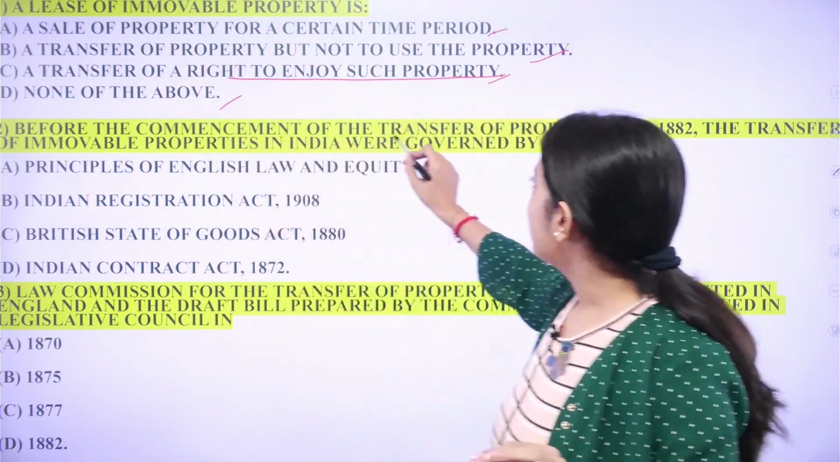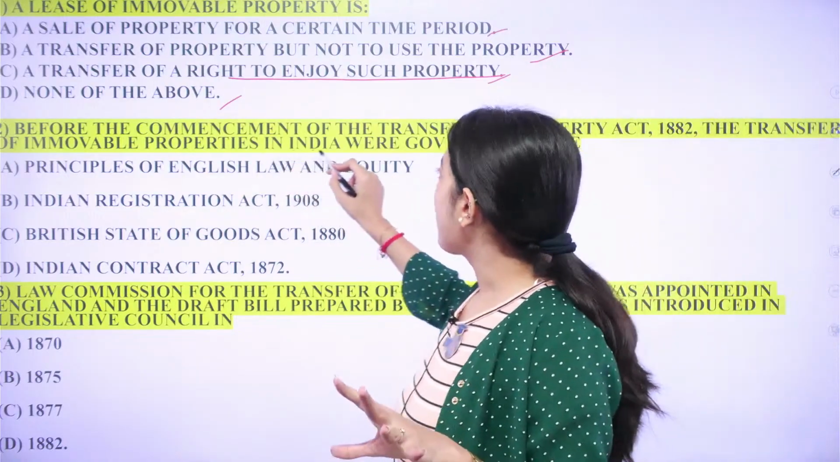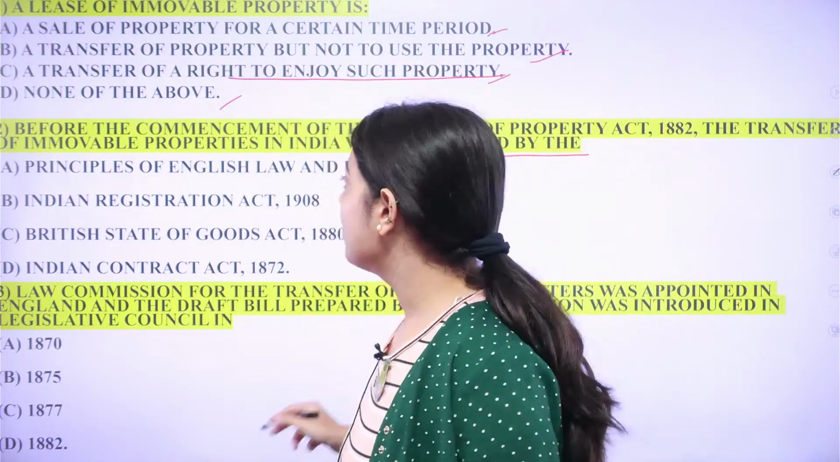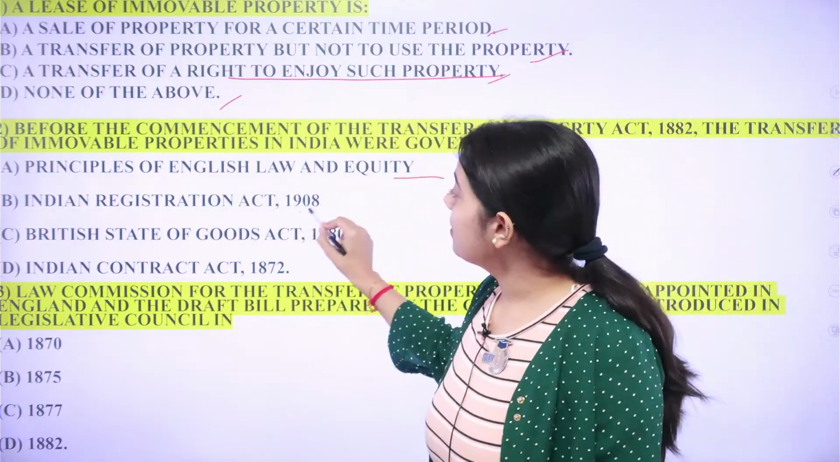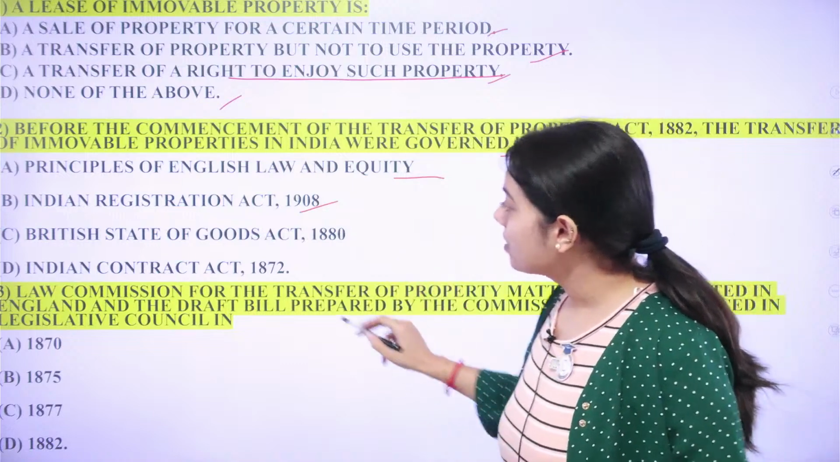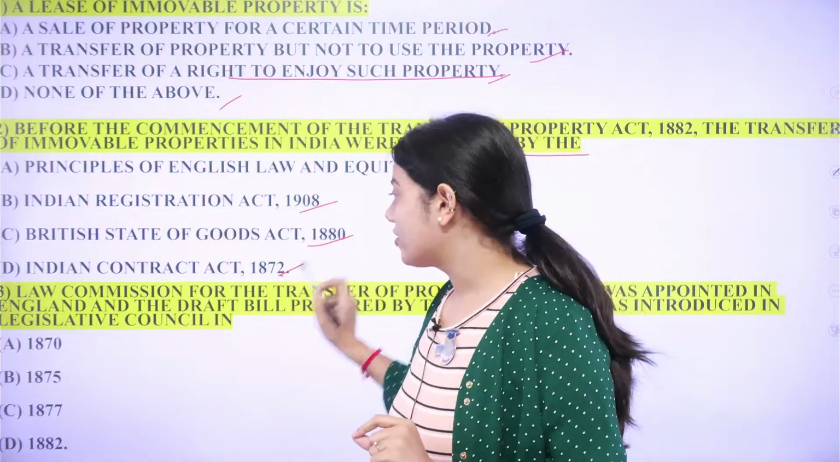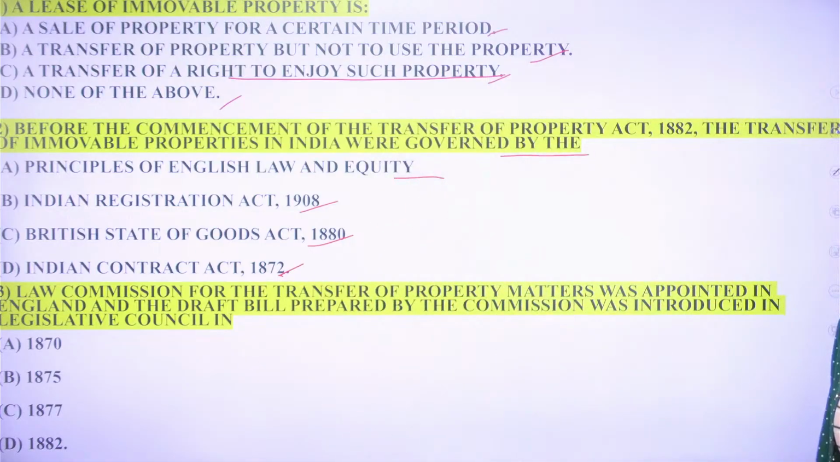Before the commencement of the Transfer of Property Act, the transfer of immovable properties in India were governed by what, when this act was not in force, and what was happening during that period of time? Option number A, Principles of English Law and Equity; Indian Registration Act 1908; British State of Good Act 1880; or Indian Contract Act 1872. Answer this question fast. I will move slightly away from the screen. Answer this question. Question number 2.